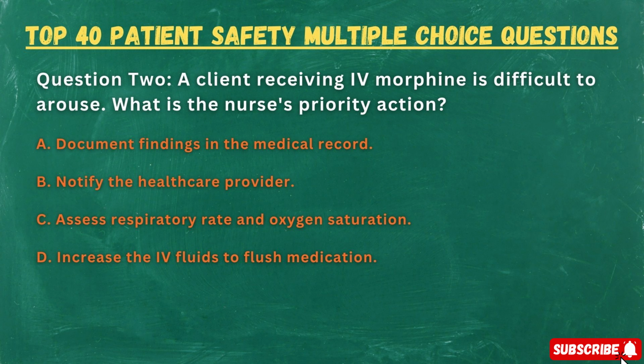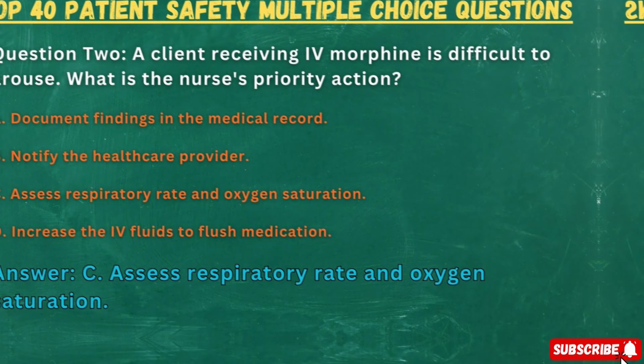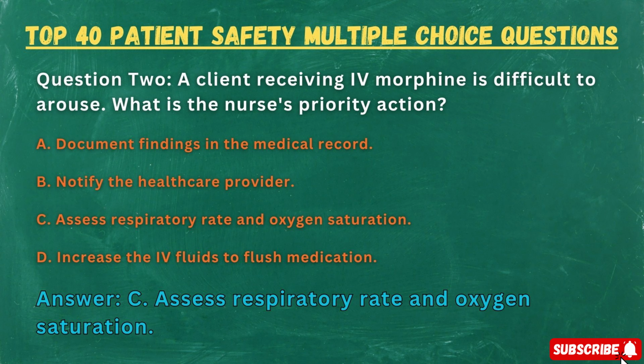A. Document findings in the medical record. B. Notify the healthcare provider. C. Assess respiratory rate and oxygen saturation. D. Increase the IV fluids to flush medication. Answer. C. Assess respiratory rate and oxygen saturation.